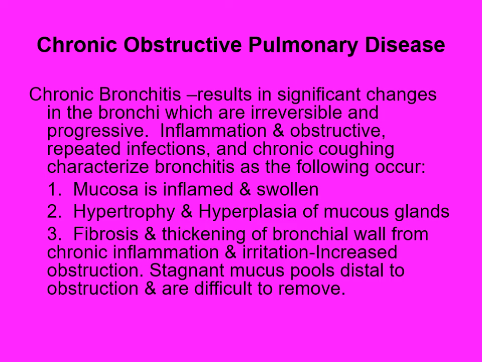Chronic bronchitis, another type of chronic obstructive pulmonary disease, results in significant changes in the bronchi, which are irreversible and progressive. Inflammation and obstructive repeated infections and chronic coughing characterize bronchitis as the following occur. Mucosa is inflamed and swollen. Hypertrophy and hyperplasia. Hypertrophy means enlargement. Hyperplasia means development of more cells, so the mucus glands undergo hyperplasia.